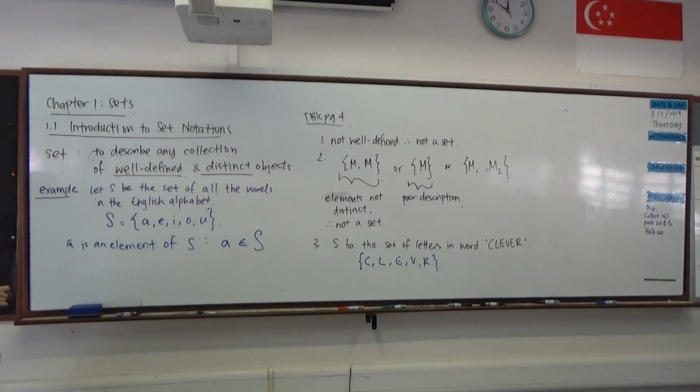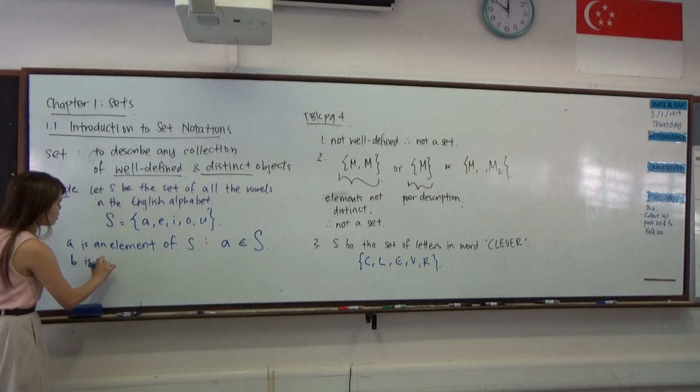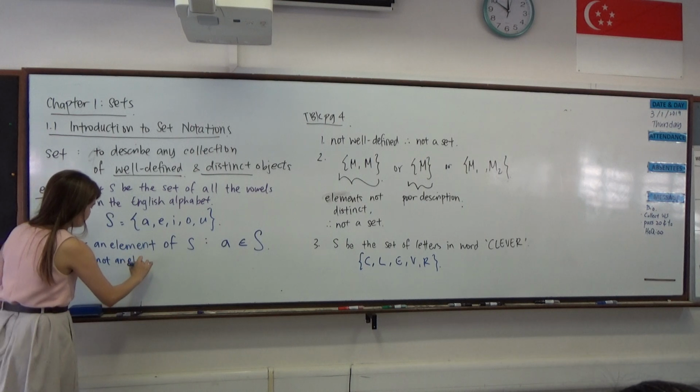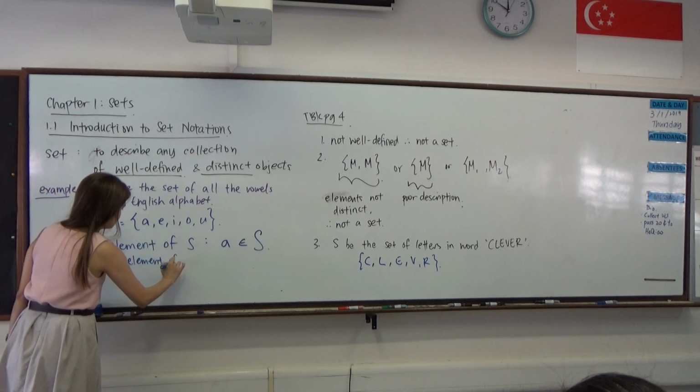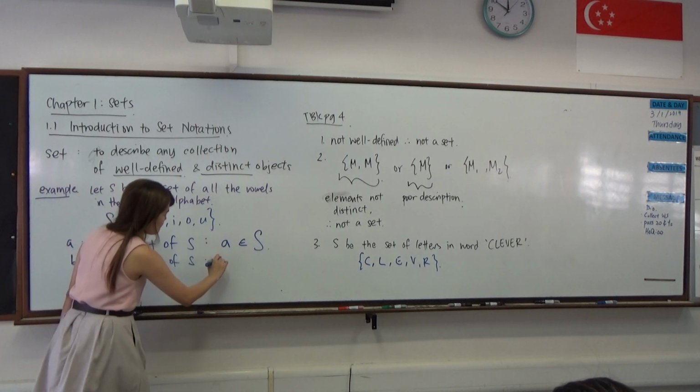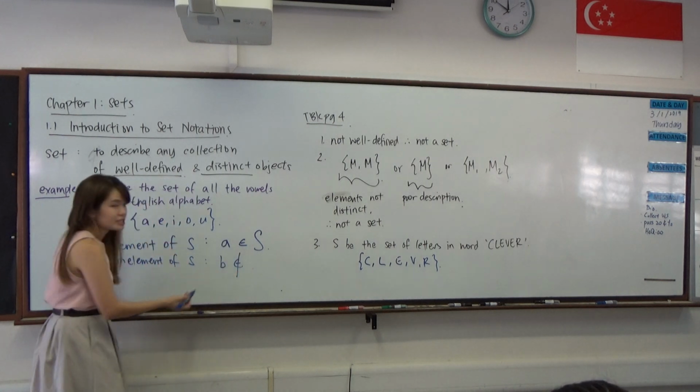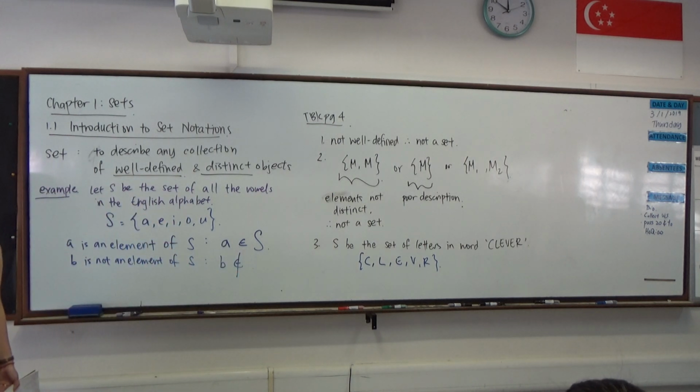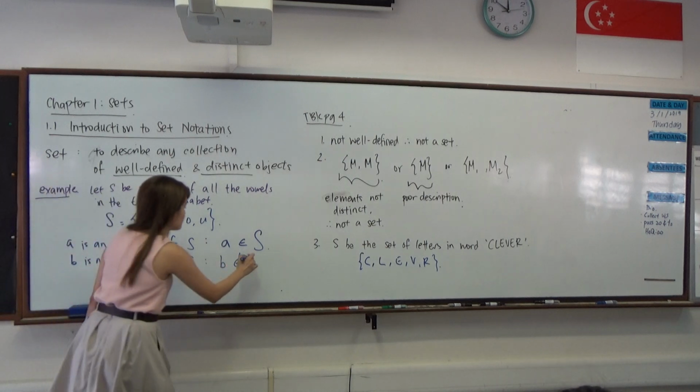Okay, we know that B is not part of this set, so if you want to say that B is not an element of, okay, we can write B, same symbol, just that you put a cross over it, just like how you write not equals to.